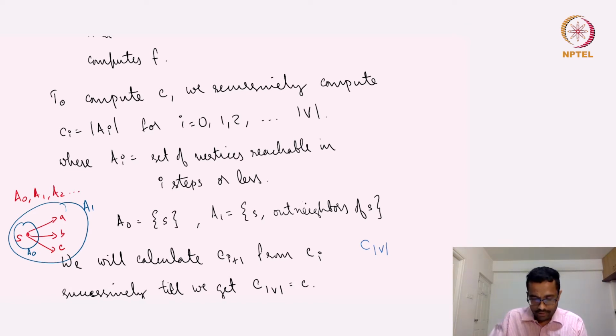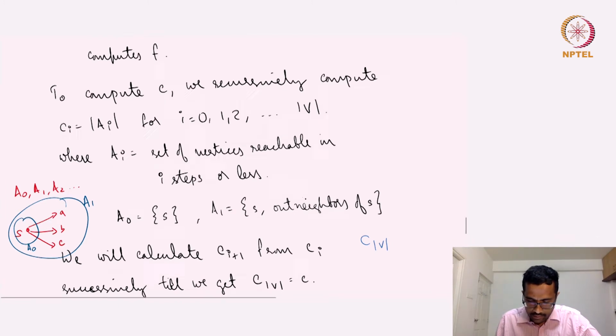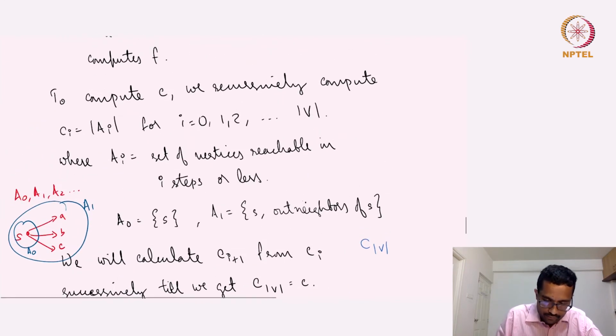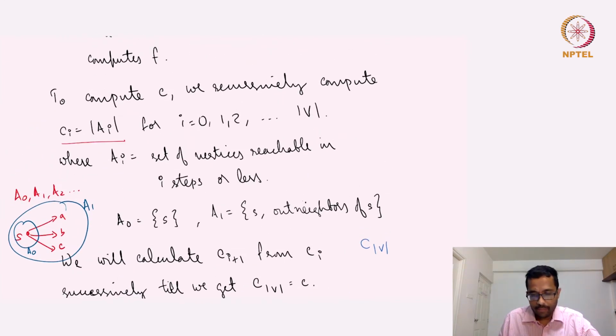And A2 has perhaps more vertices, right? So A0, A1, etc. are such that A0 is contained in A1, A1 is contained in A2, because each A_i is the set of vertices reachable from S in i steps or lower, right? And corresponding to A0, A1, A2, we could also have C0, C1, C2 and so on, which is the size of each of these. So C_i is the size of A_i, right?